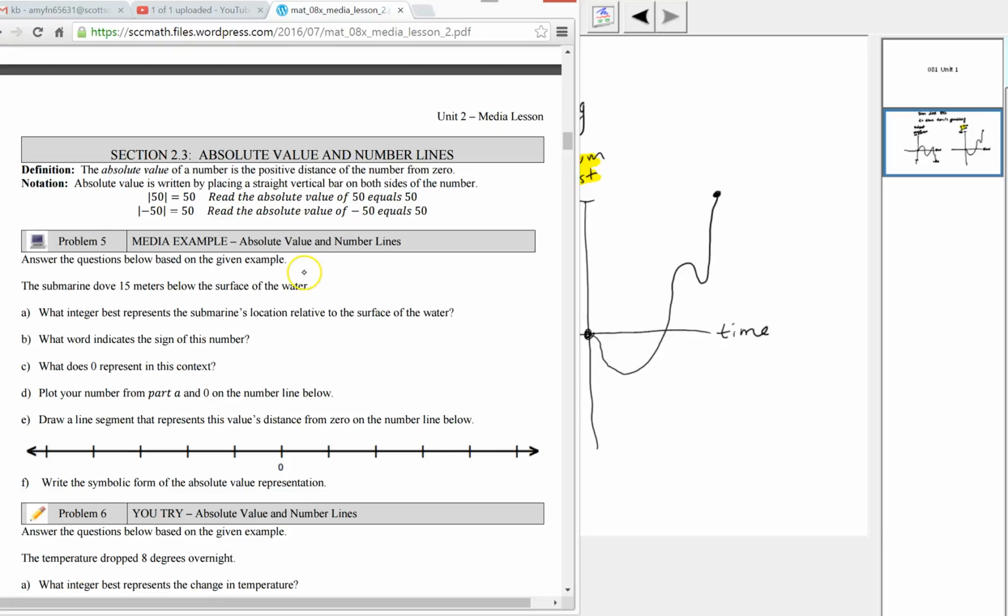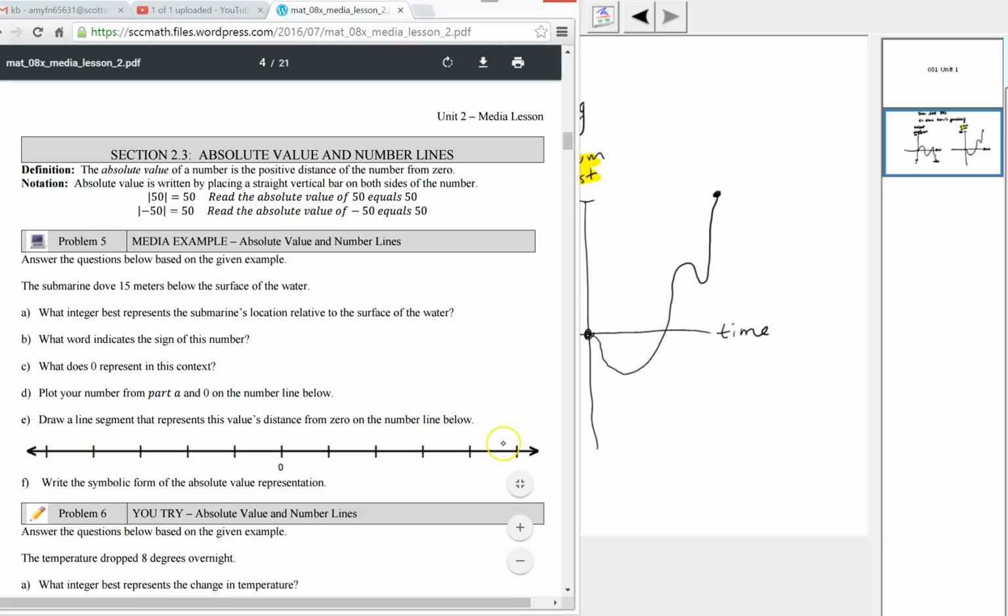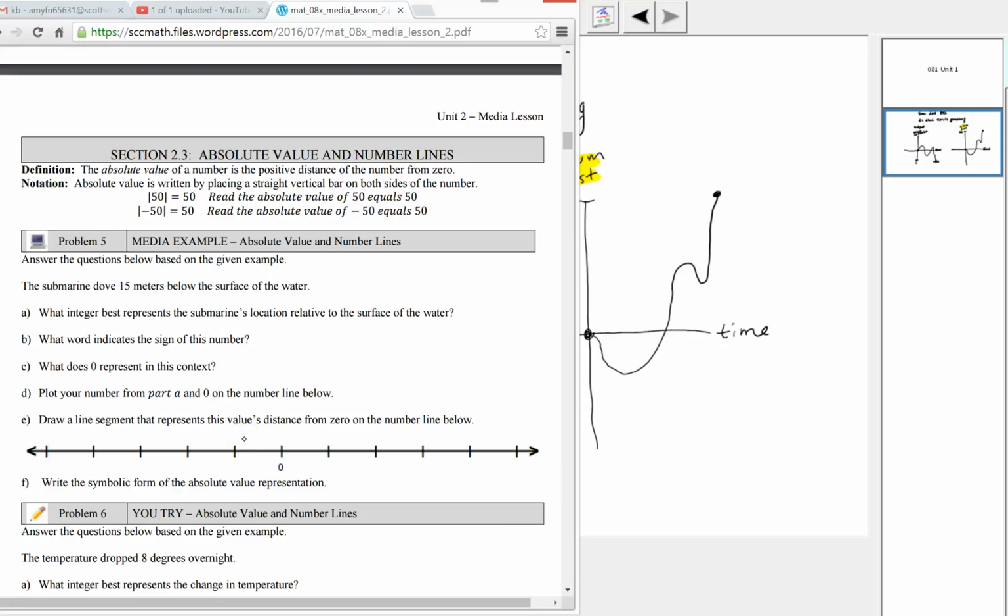Okay, so notice there's a context here, and here we really start to develop more the idea of looking at our referential point. So the submarine dove 15 meters below the surface of the water. Here we say, what integer best represents the submarine's location relative to the surface of the water? So this is how we're defining our number line here, so this would be negative 15. We could have just as easily said, how far below the surface of the water is it, and then it would be a positive 15.